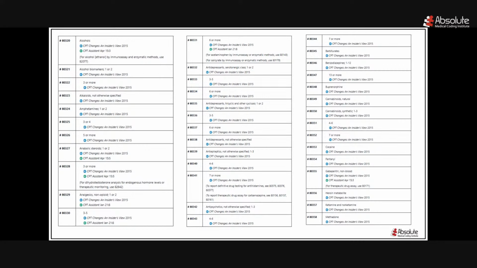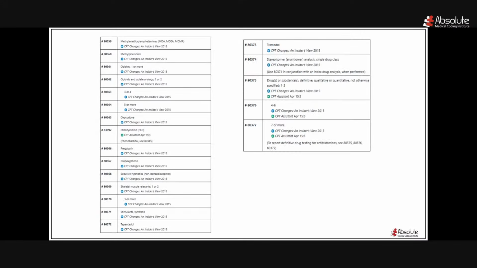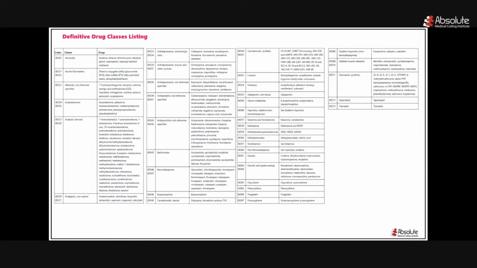All right, so these are the CPT codes which are used for definitive drug testing. The CPT codes range from 80320 through 80377. Yes, so this was the definitive drug class listing table which I was talking about, and this table is found in your CPT manual, and it tells you which drug or metabolite belongs to each definitive drug class. Okay, this is a super useful table, and if a metabolite isn't listed in this group, you will group it with its parent drug. Okay, now let me do some exercise.